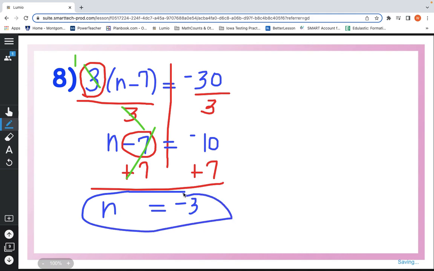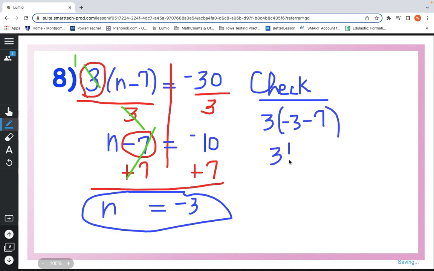Then we check our answer. So we check. We're going to have 3 times negative 3 minus 7. So we're going to have 3 times negative 10, which of course is negative 30, which is what they say we're supposed to get. So that's the answer, negative 3. All right.